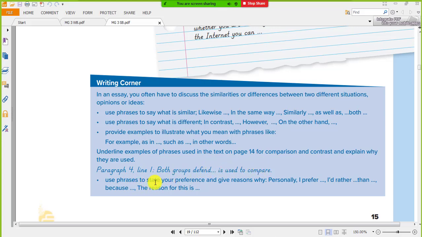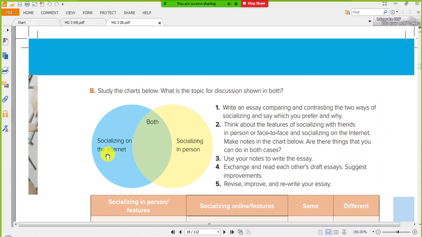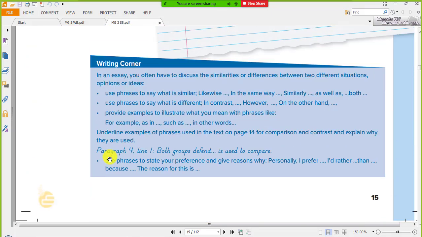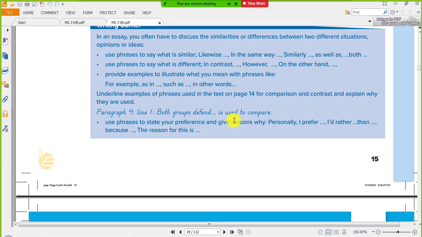Use phrases to state your preference and give reasons why: personally I prefer, I'd rather, because, the reason for this is. You must give reasons for your preference, and state your opinion and reasons.